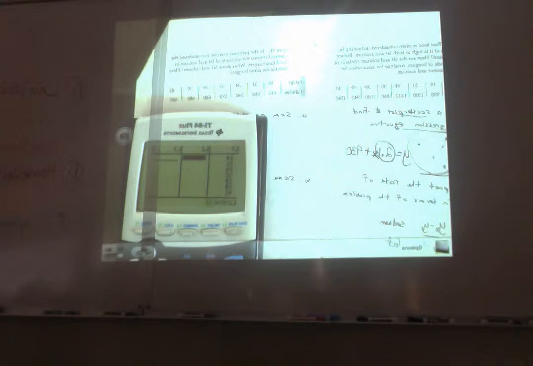Hey, if you're at a table where you never get to touch the calculator, make sure you take your turn. Tell them, hey, I need to learn this too.